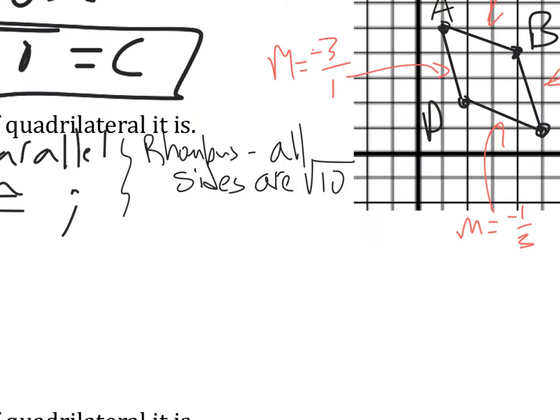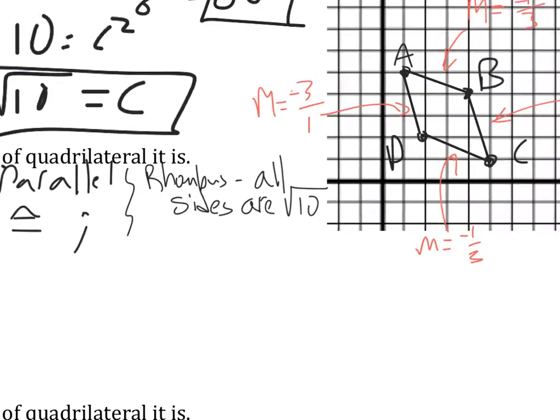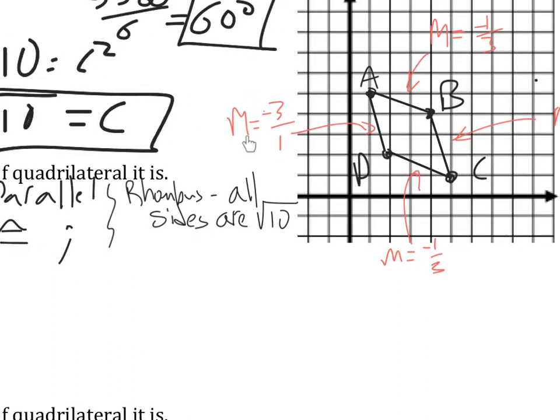Okay, now also it tells us it's not a rectangle because the slopes are not negative reciprocals. So these are not negative reciprocals, so these aren't perpendicular. Of course, we know they're not perpendicular. We can see that. So it's not a rectangle.